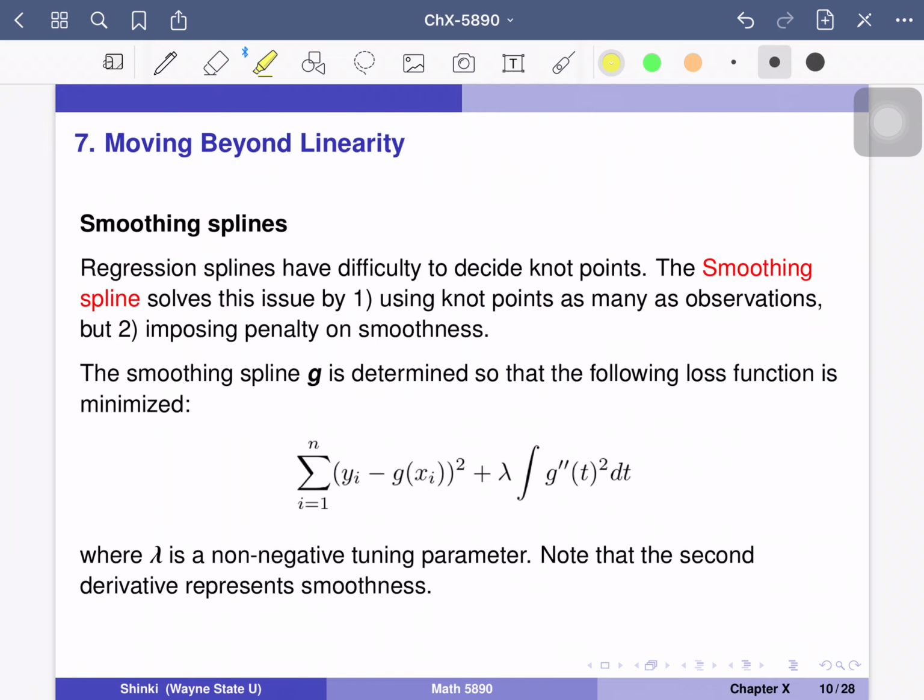So again, for splines, one difficulty is deciding knot points. The smoothing spline solves this issue by using many knot points and imposing a penalty on smoothness. So the idea is that even if the relationship is complicated, if we have knot points between every two observations, we can express a very complicated relationship.